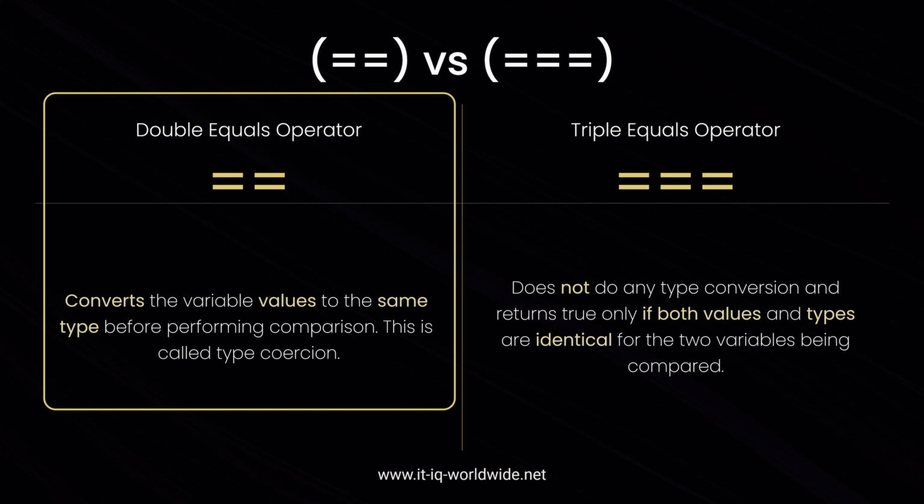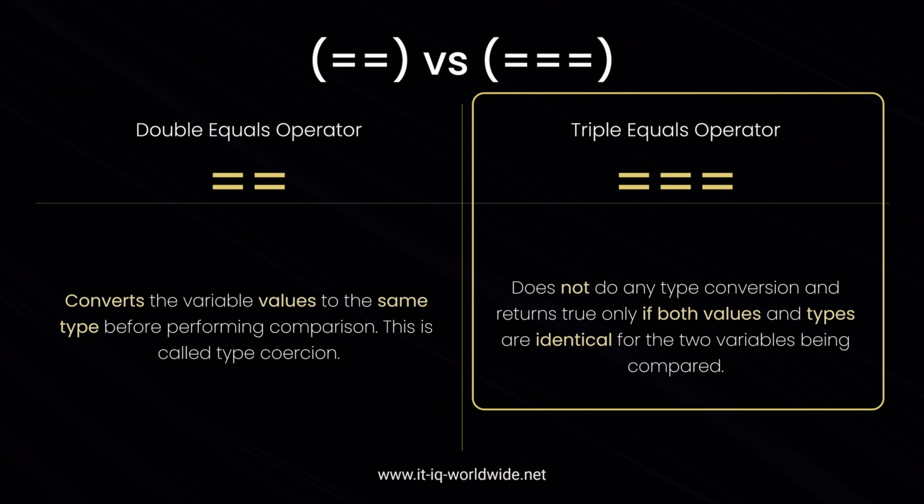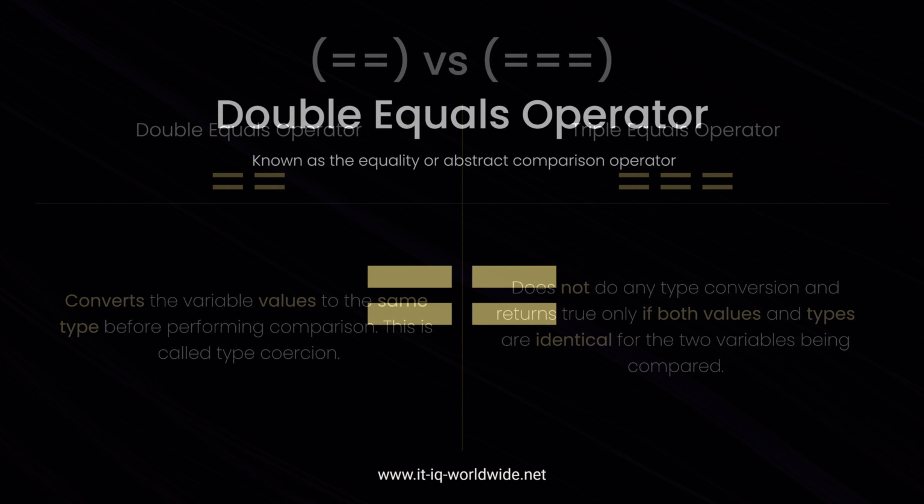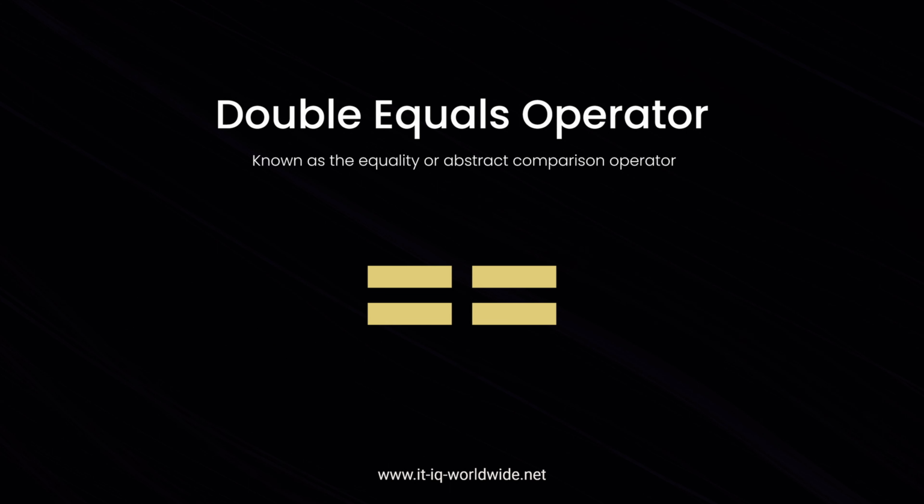The double equals operator converts the variable values to the same type before performing any comparison. This is called type coercion. The triple equals operator does not do any type conversion and will only return true if both values and types are identical for the two variables being compared. The double equals operator is known as the equality or abstract comparison operator because it checks the equality of two operands without considering their type.